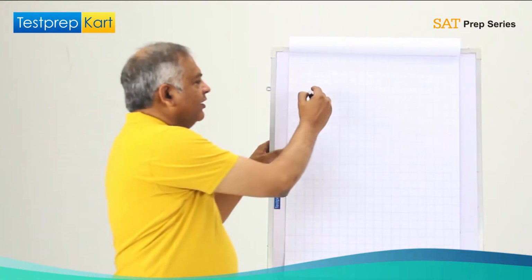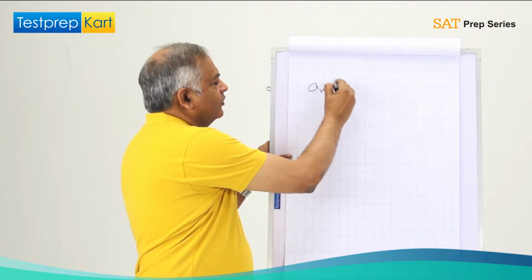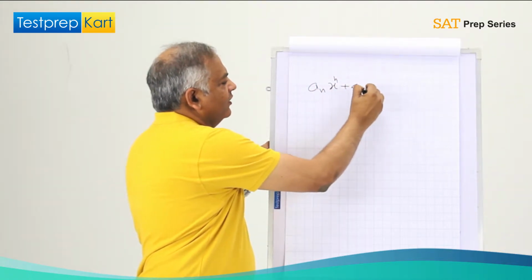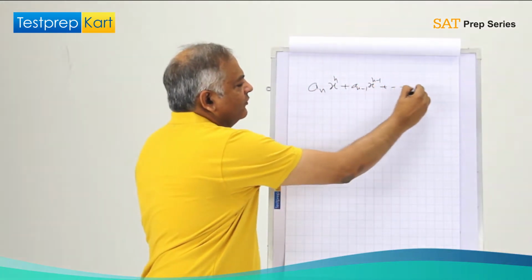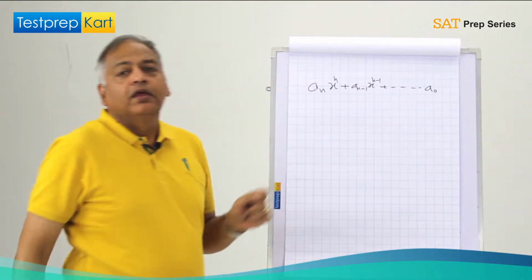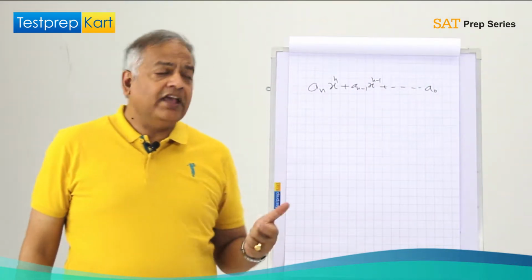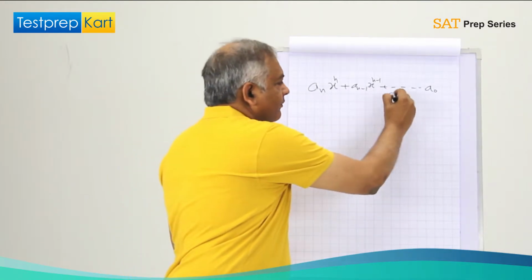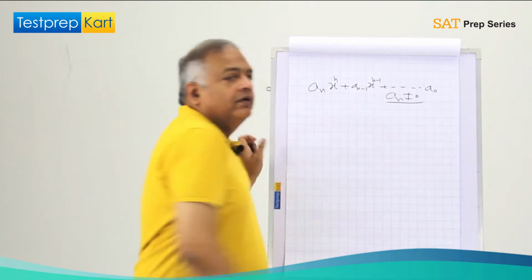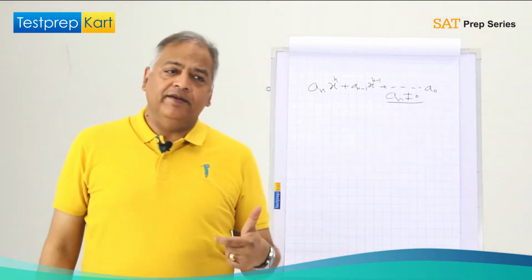A general polynomial is represented by a_n x to the power n plus a_(n-1) x to the power n minus 1, and so on and so forth, down to a naught. Here, this a_n should not be equal to 0. Then the degree of the polynomial is n.